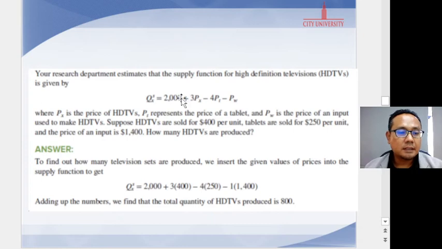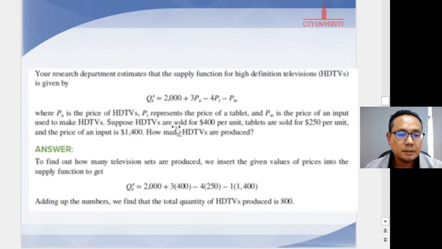So let's say this is an example for us to understand the supply function. The question is, your research department estimates that the supply function for high definition television, HDTV, is given by Qx equal to 2000 plus 3Px minus 4Pi minus Pw, where Px is the price of HDTV.